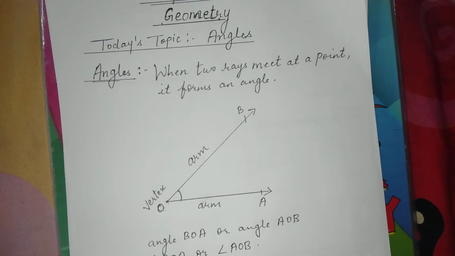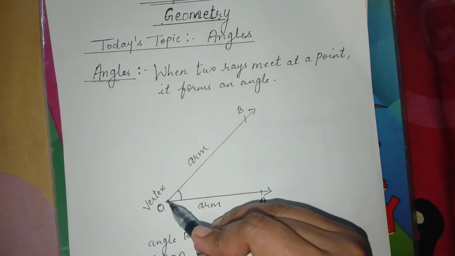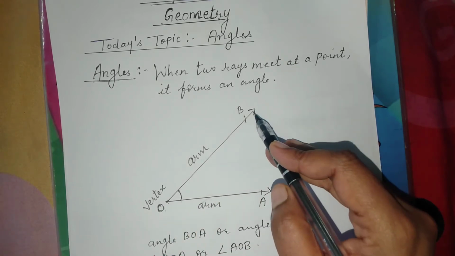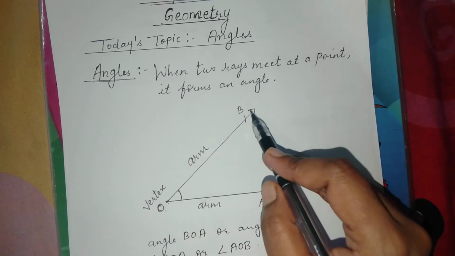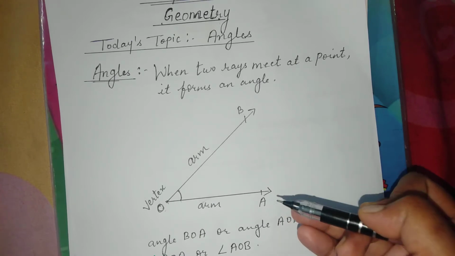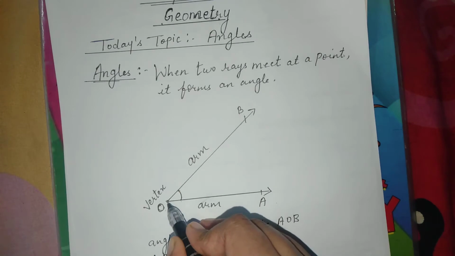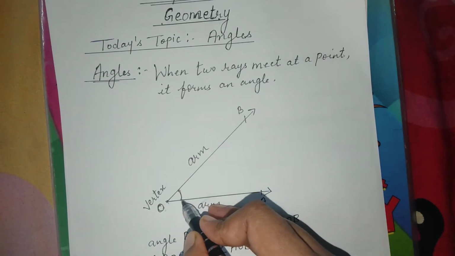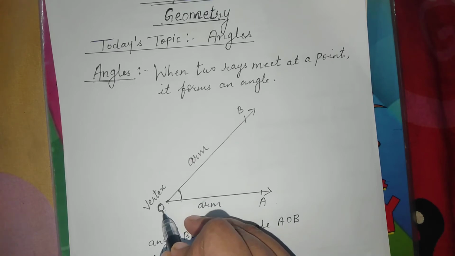Now we will see the parts of this angle. First we will see these rays. These rays are called arms of an angle. OB and OA are called arms of an angle. And the point O where they meet is called the vertex. This O is called the vertex.